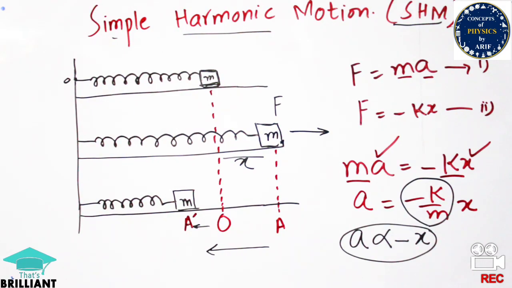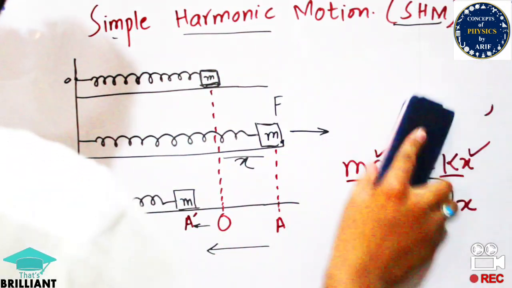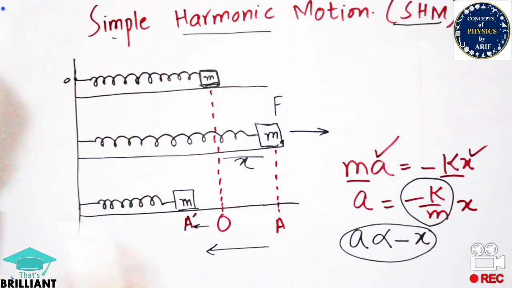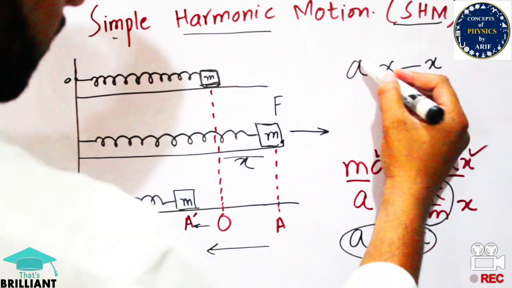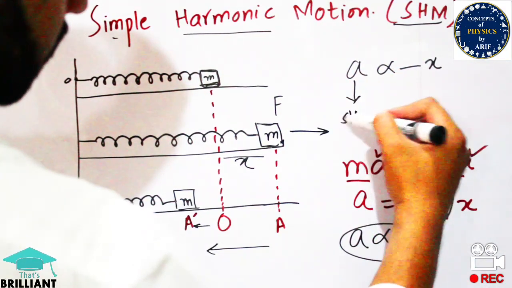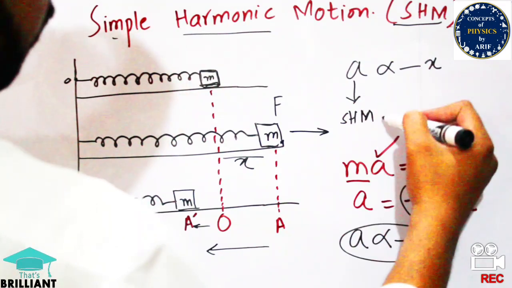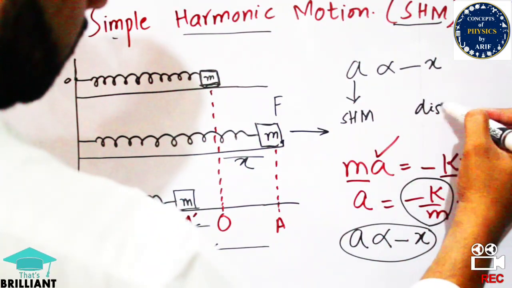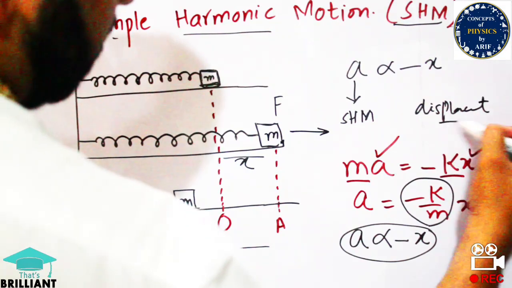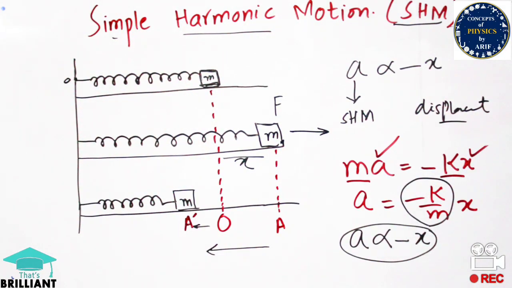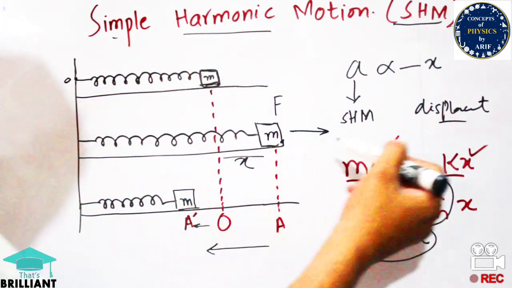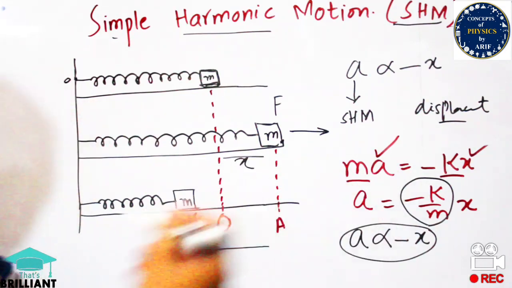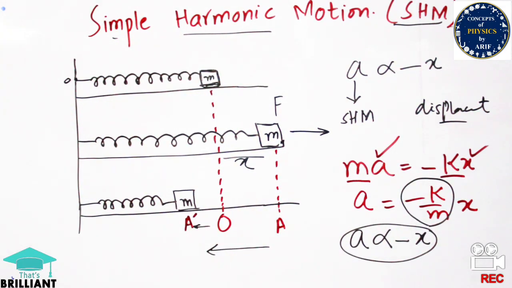This definition shows simple harmonic motion: a body in simple harmonic motion has an acceleration directly proportional to its displacement, and directed towards the mean position of the body. So this is known as simple harmonic motion. If displacement increases, its acceleration increases, but the negative sign shows its direction is towards the mean position.